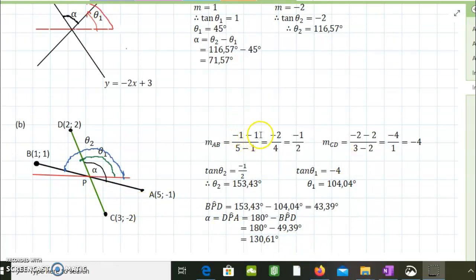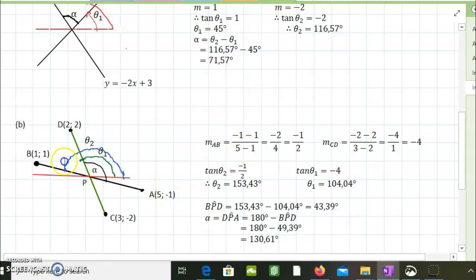So it's the change in the y over the change in x. So it's minus 1, minus 1, change in the y over the change in x. So the x value is 5 minus the x value there, which is 1. So it's 5 minus 1. On top we've got negative 2, and 5 minus 1 is 4. You work that out, you get a gradient of minus half. So the gradient of this line AB is minus a half.